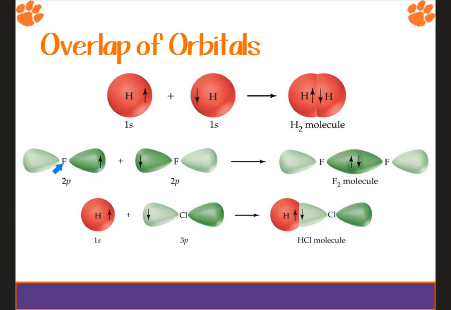Fluorine can do the same thing, where you've got 2p valence electrons. We've got one electron in the 2p, another electron in the 2p. They come close together, make a happy bond, and make the diatomic fluorine molecule. You can even have overlap between different atoms. So you've got the 1s electron in the hydrogen atom, and then you've got a 3p electron in the chlorine atom. You've got overlap here, and you make HCl.